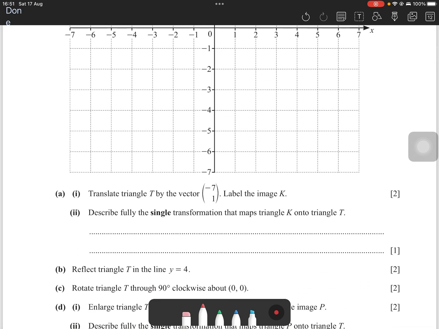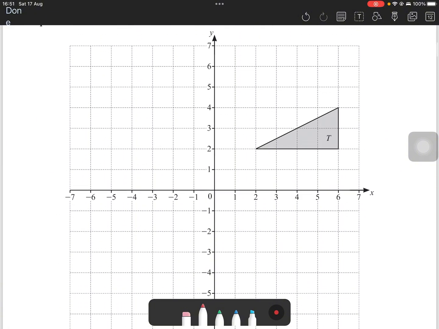Given the triangle T, A. Translate triangle T by the vector (-7, 1). Label the image K. X is -7, which means we move to the left 7 units. And then 1 means we move up 1 unit. So let's start from this point. We move to the left 7 units. 1, 2, 3, 4, 5, 6, 7. Here we go. And then we move up 1 unit. So the image of that point should be here.